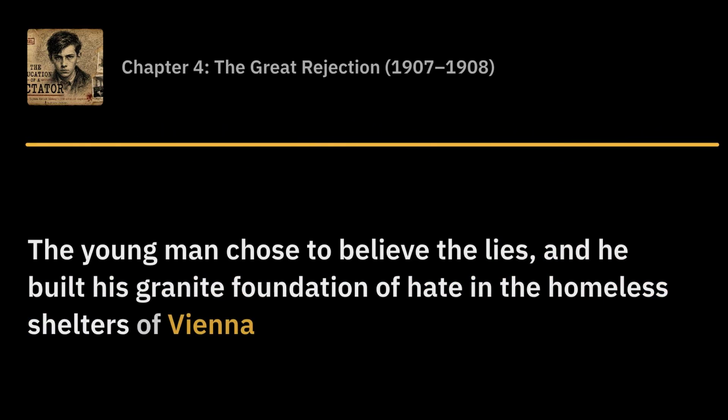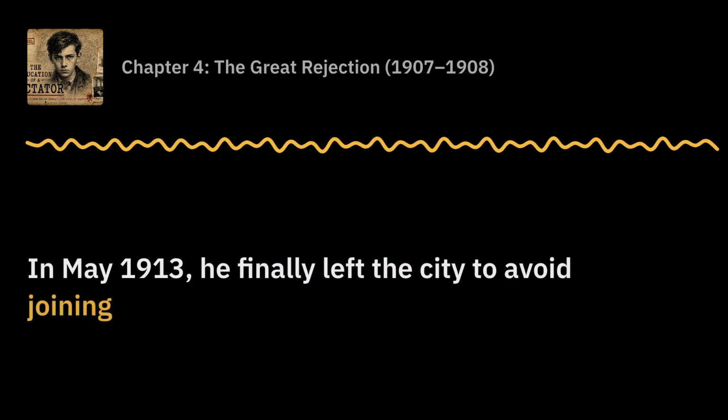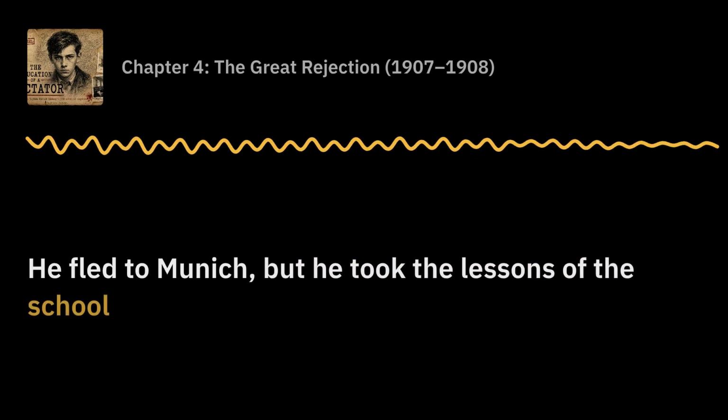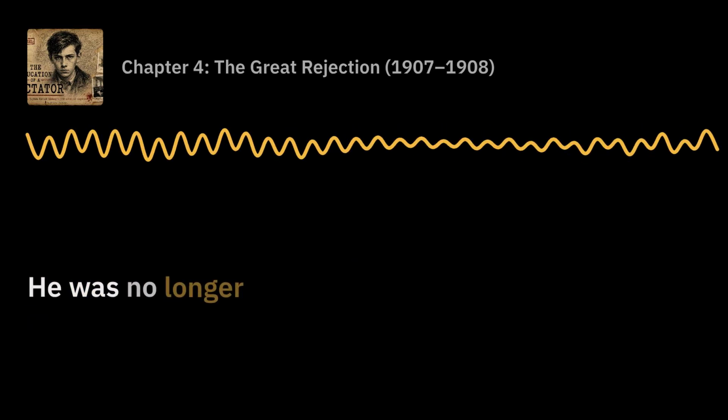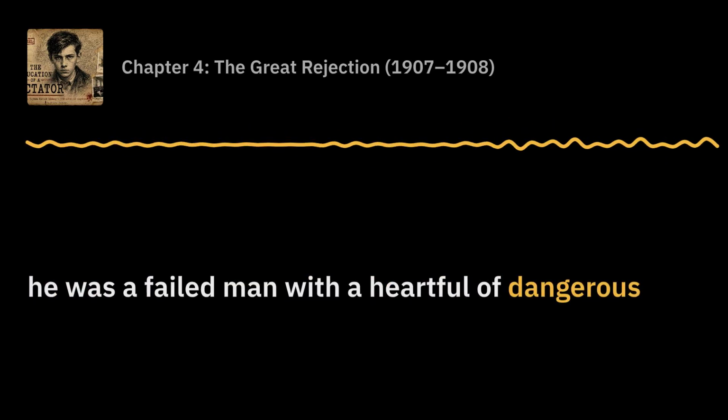of Vienna. In May 1913, he finally left the city to avoid joining the army. He fled to Munich, but he took the lessons of the School of Vienna with him. He was no longer an aspiring artist. He was a failed man with a heart full of dangerous ideas.